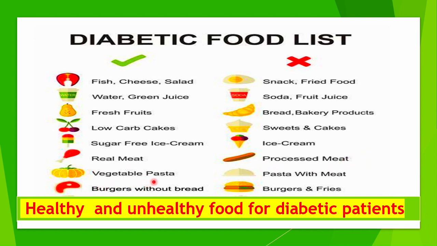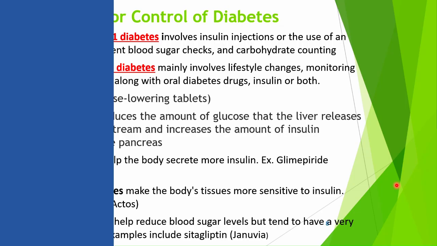Vegetable pasta you can eat, okay, but pasta with meat is not okay. Burgers without bread are sometimes okay, you can eat them, but not too much. Burgers and fries are not good or healthy for your health and diabetes.